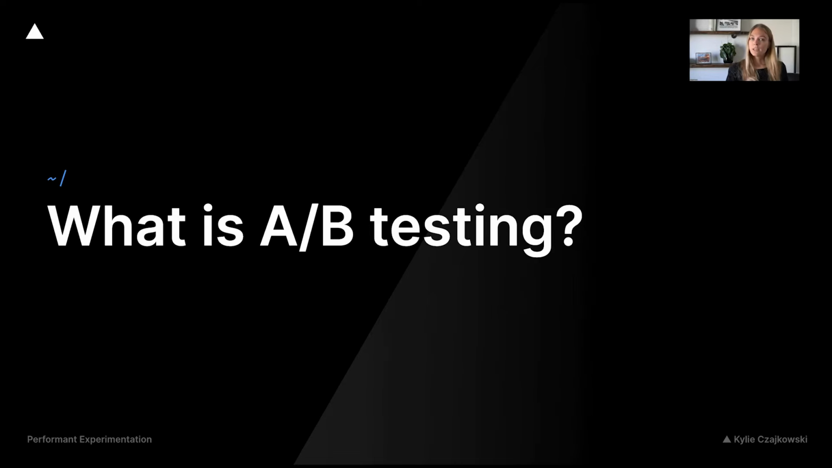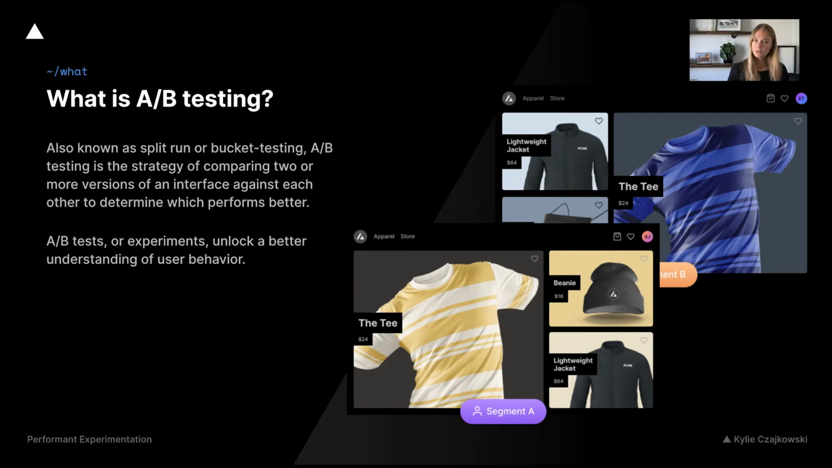So let's talk about what A/B testing actually is. You might actually be familiar with this concept already. A/B testing is also known as split run or bucket testing. It is the strategy of comparing 2 or more versions of an interface against each other to determine which performs better. Otherwise known as experiments, A/B tests present a variant to a user at random, and this will help you unlock a better understanding of user behavior, seeing how folks interact with that variant and whether they prefer the control to the variant or certain elements of that variant.